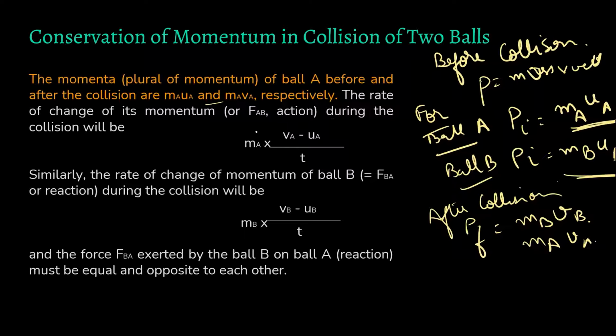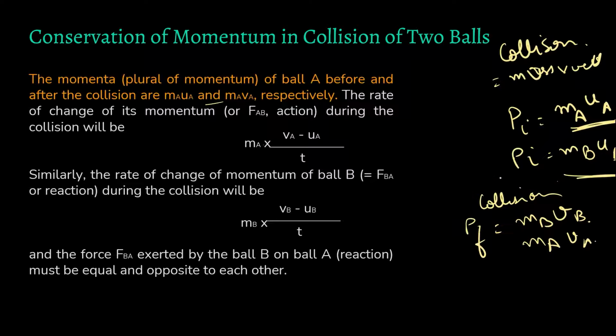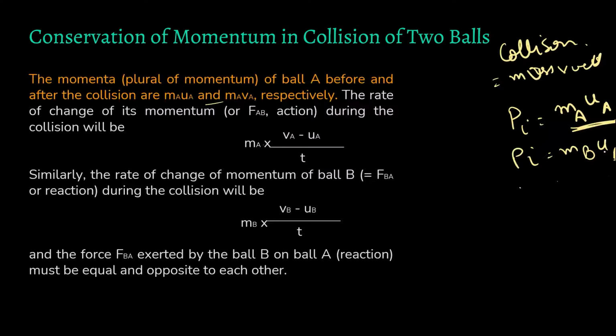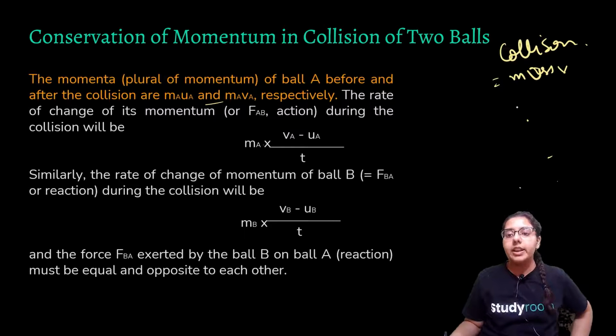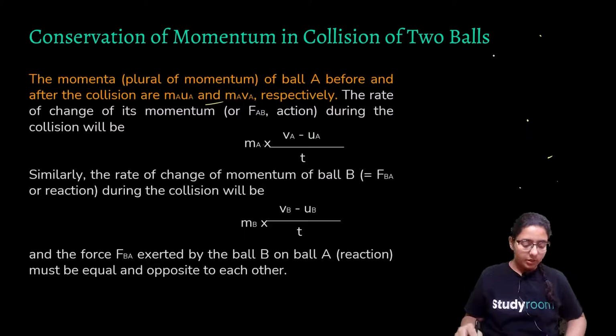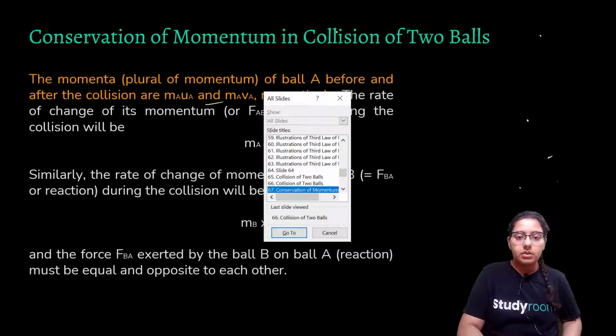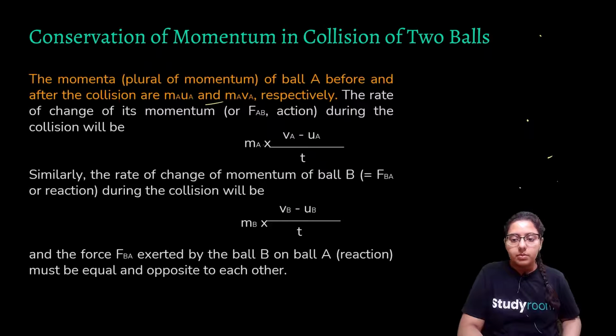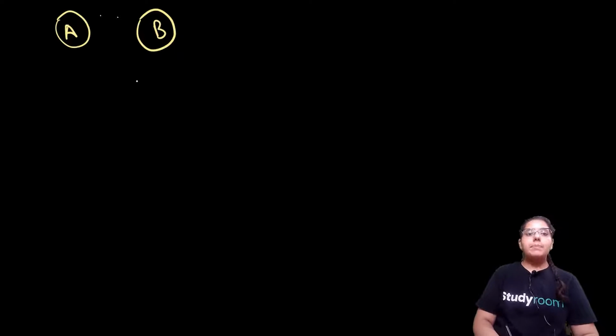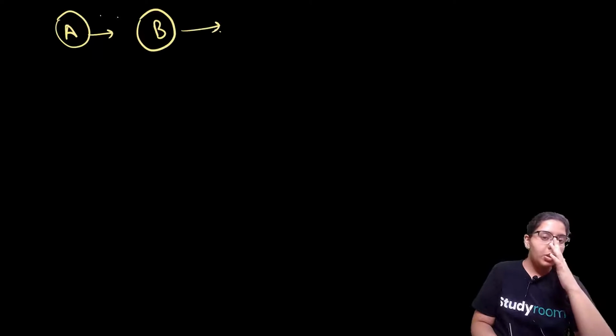So the rate of change of momentum. Let me take a slide and explain this to you in detail, so that it is very clear to you. I'll just take a blank sheet and now I'll explain you. So there are your two balls, ball A and ball B. Both are moving balls.